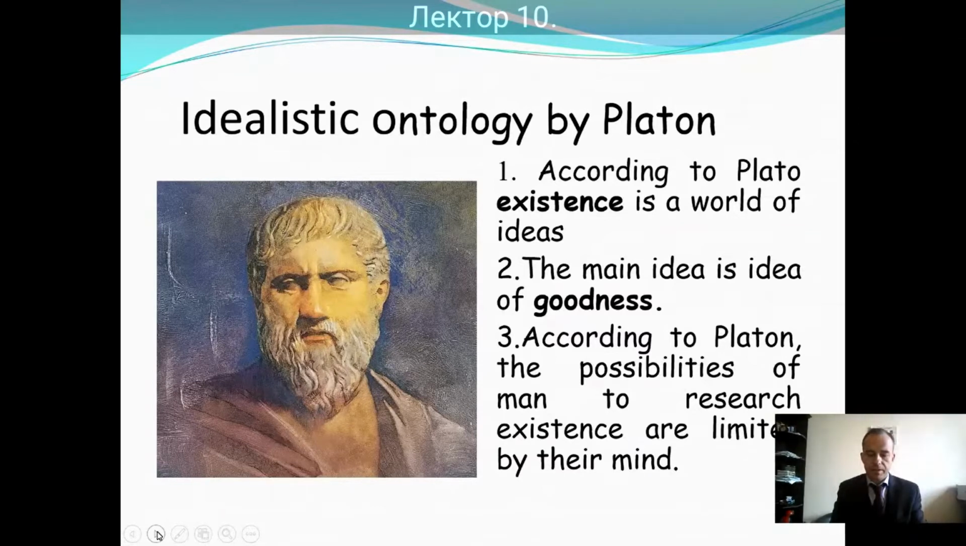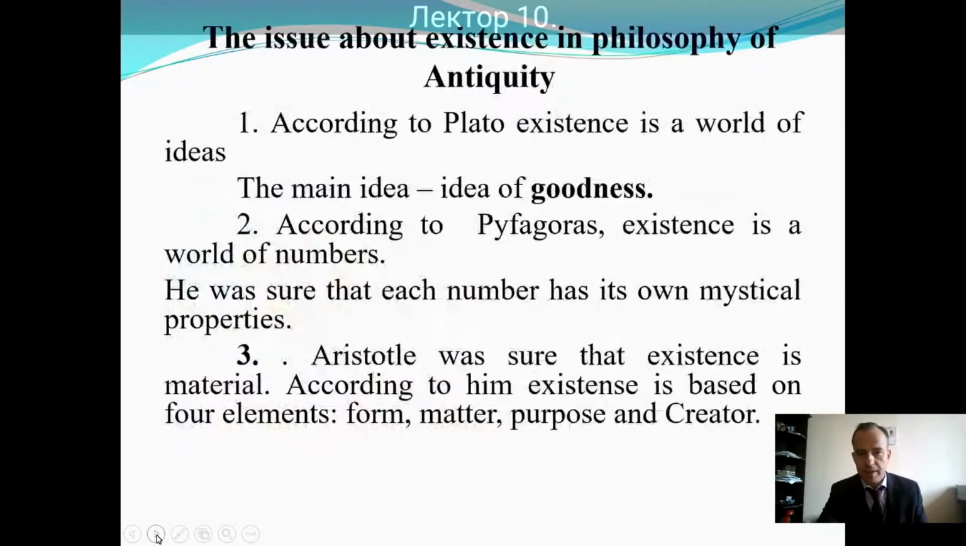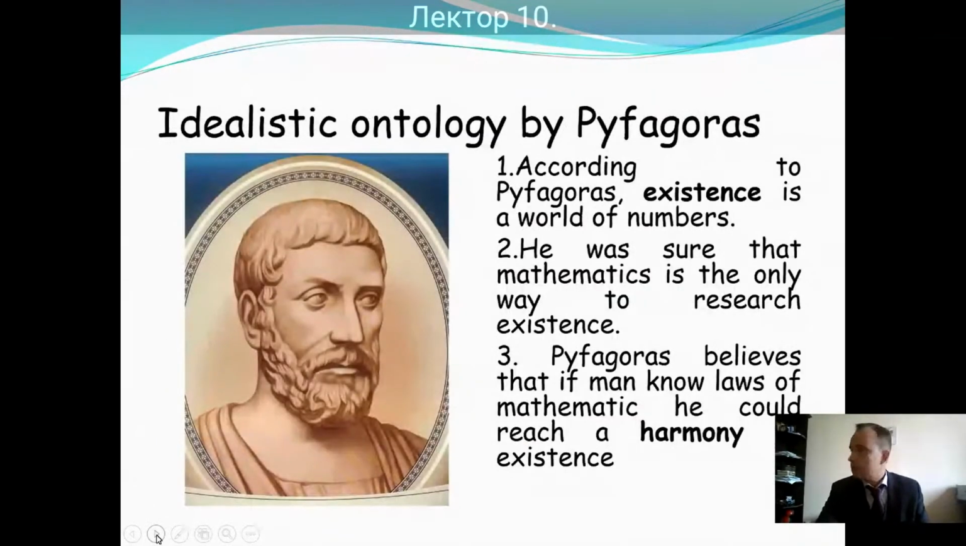Plato tried to describe existence, and he did it according to the philosophy of idealism. So Plato, a philosopher of idealism, has his own ontological theory too.